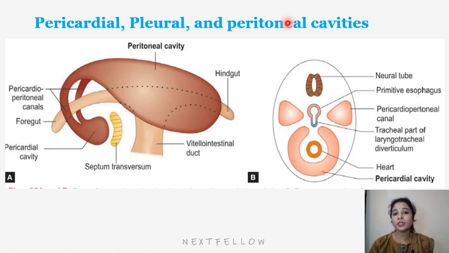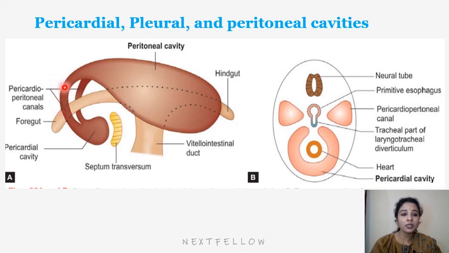The two partitions which develop are the paired pleuropericardial membranes and the diaphragm. The diaphragm separates the thoracic cavity from the abdominal cavity. So it separates the pleural and pericardial cavities from the peritoneal cavity. And the pleuropericardial membrane separates the pleural cavity from the pericardial cavity. So this is the basic thing to be understood.